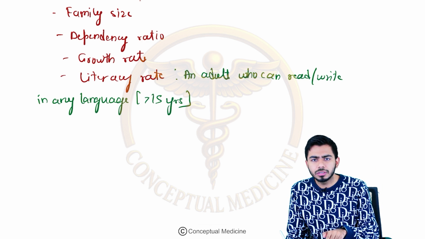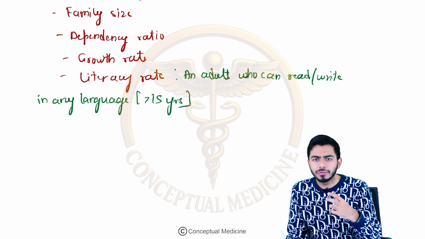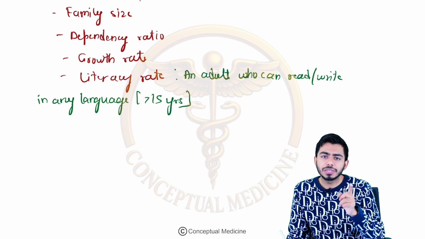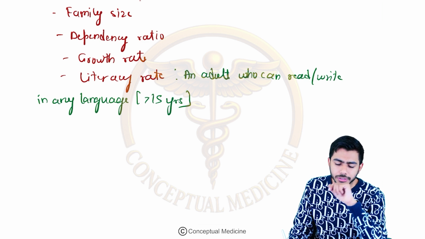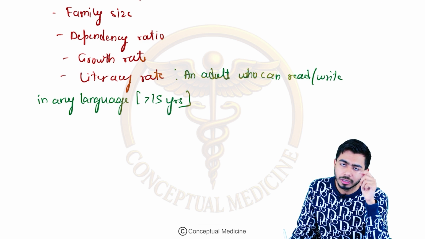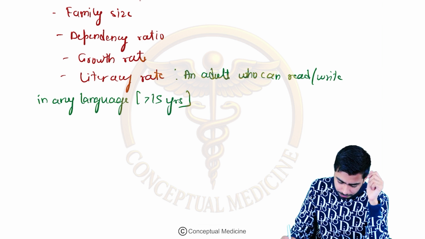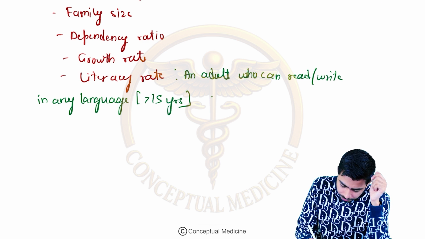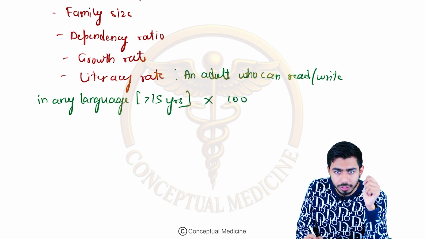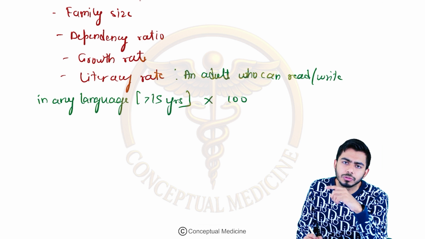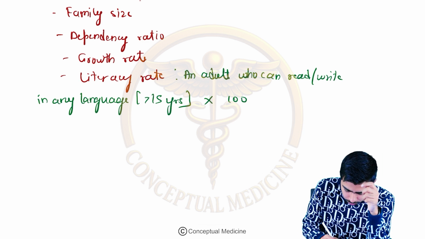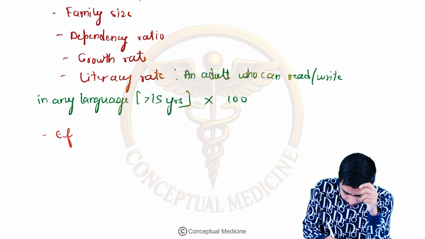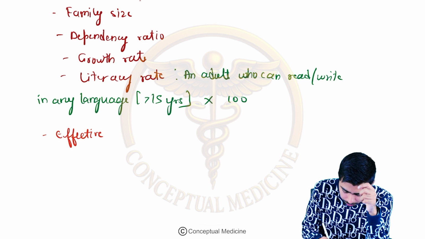If I keep the same definition, and for age I say more than 7 years, just half of it, then it becomes the effective literacy rate. Okay, and we'll multiply it by 100. The same applies to the effective literacy rate also. So here I can write the effective literacy rate also. Which category does it come under?